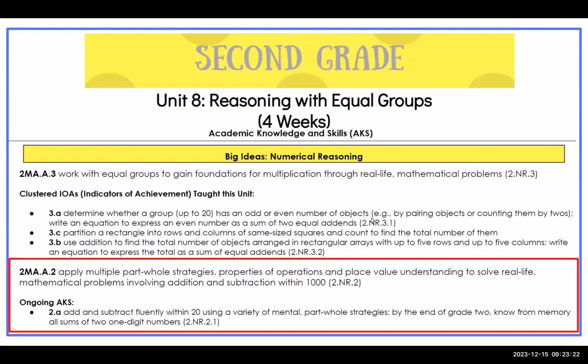IOA 2A has been an ongoing standard for second graders this year, and it will be applied when determining odd and even numbers through IOA 3A. Throughout the year, students have been using strategies such as making a 10 and doubles to add and subtract within 20. Here, they will use doubles and pairing to build conceptual understanding of odd and even numbers.